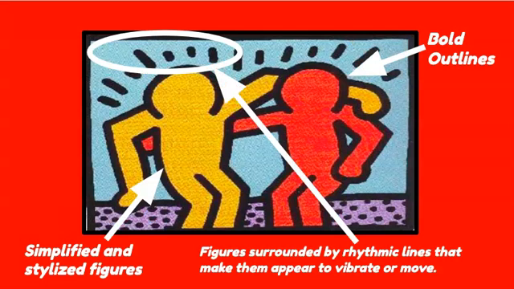Here's one of Keith Haring's works that shows the bright colors, the bold outlines, the figures surrounded by rhythmic lines that make them appear to vibrate or move, and the simplified and stylized figures.